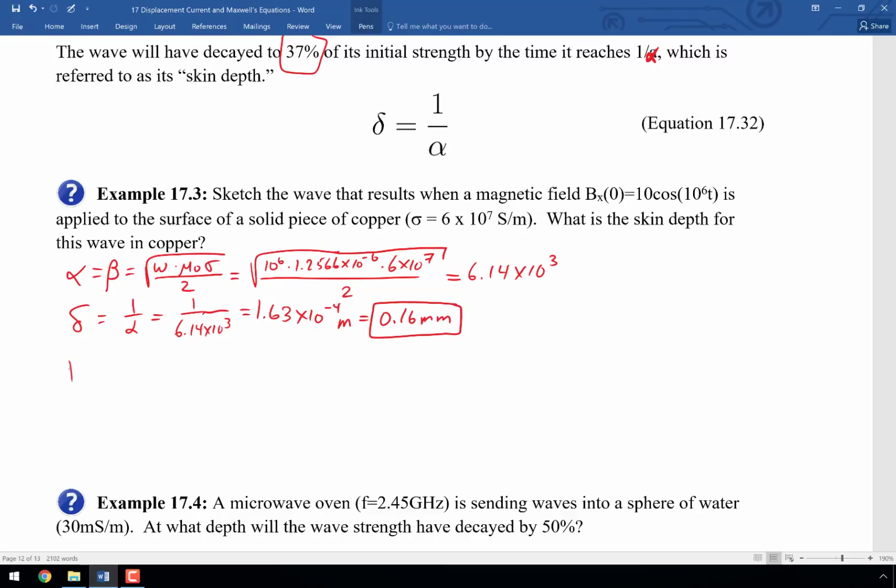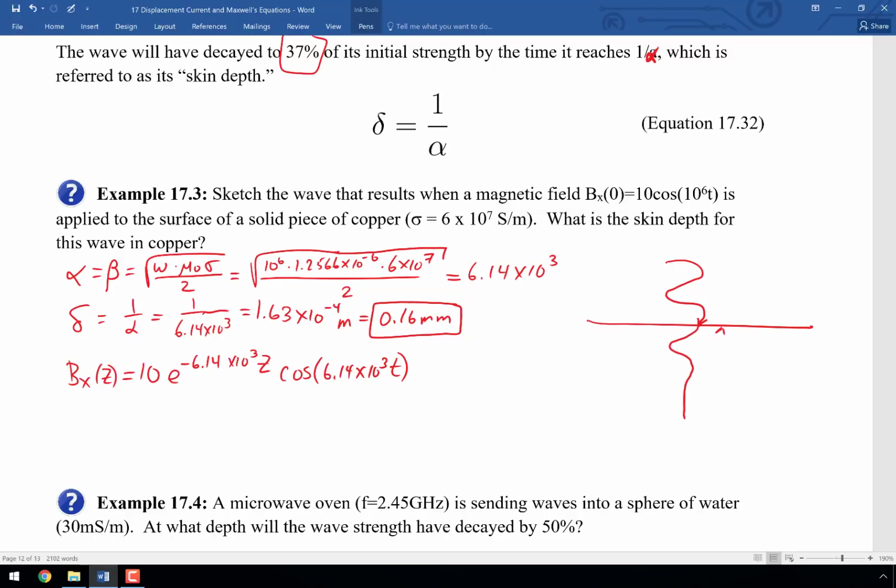And then what does the function look like? B sub x of z is equal to the initial strength, which was 10, e to the minus 6.14 times 10 to the 3rd z, times the cosine of 6.14 times 10 to the 3rd times t. So if we have the wave coming in, it is subject to the surface, and when it hits the surface now, it's going to start to decay.